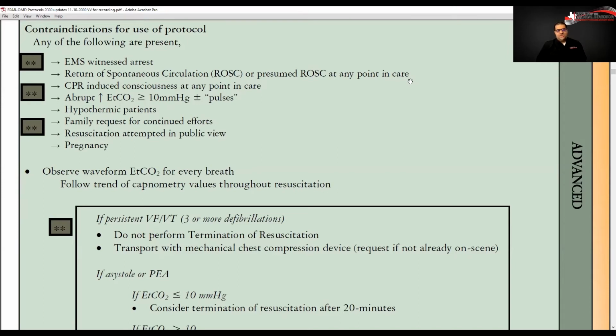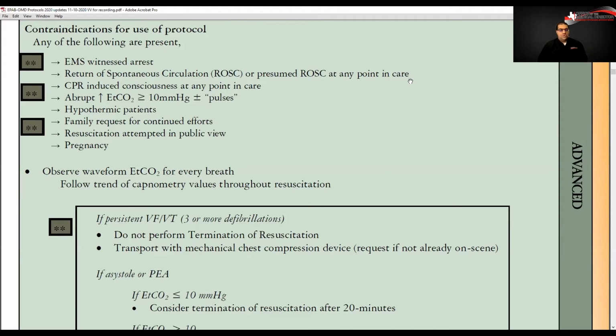And then the last one is this concept of public view. It's always been a little nebulous as a system. What we're really talking about is patients who are purely and easily visible by the public. So, we're talking about in the middle of a grocery store in aisle 7, that we're doing resuscitation. Those patients should probably have resuscitation initiated and stabilized and transported. But we're not talking about people who can easily be hidden from public view.